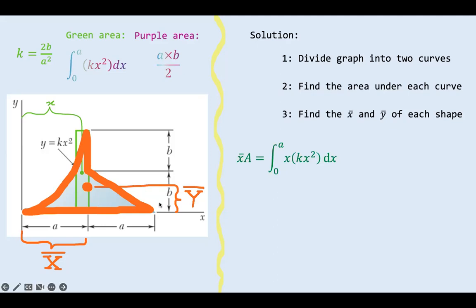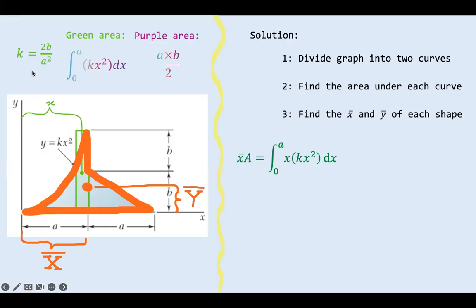First we want to find the x coordinate of the centroid for the first green shape multiplied by the area of the first green shape, and that will be equal to the integral from 0 to a of x times kx squared times dx. And I will tell you why.